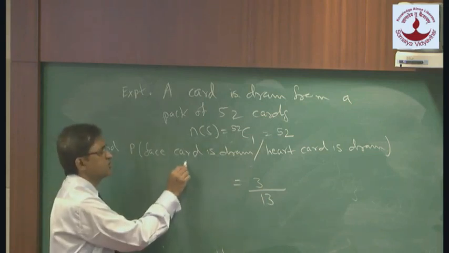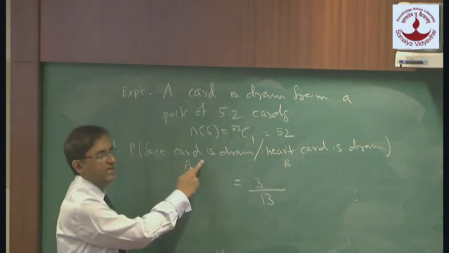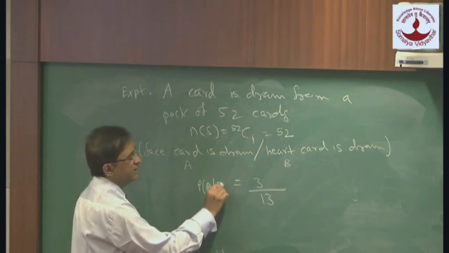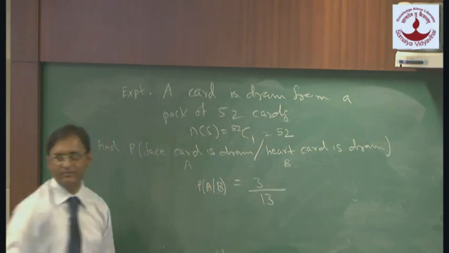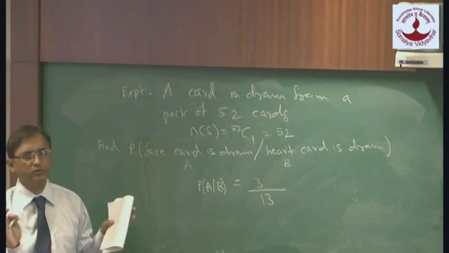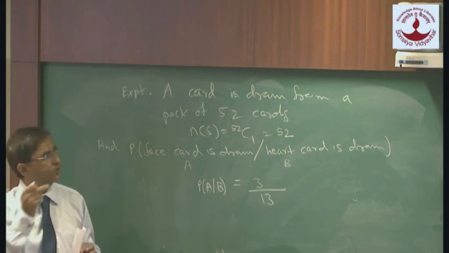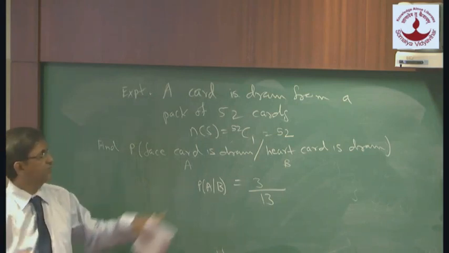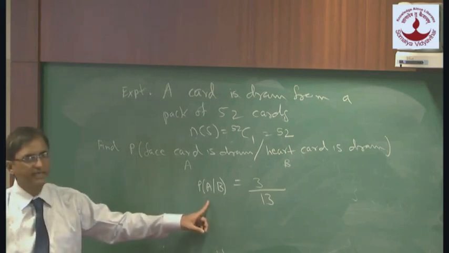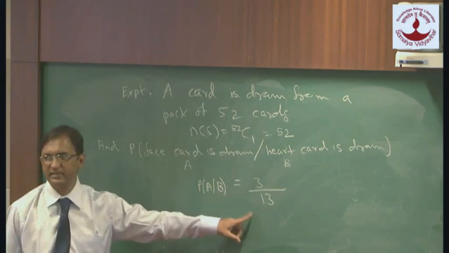Let this event be denoted by A and this event be denoted by B. So the probability of A given B is 3 by 13. It's very simple, logical thinking. Instead of considering all 52 cards, you consider only 13 cards. Out of these 13 cards, only 3 cards are favorable for getting the face card. Therefore, the probability of event A under the condition that event B has already occurred is 3 by 13.